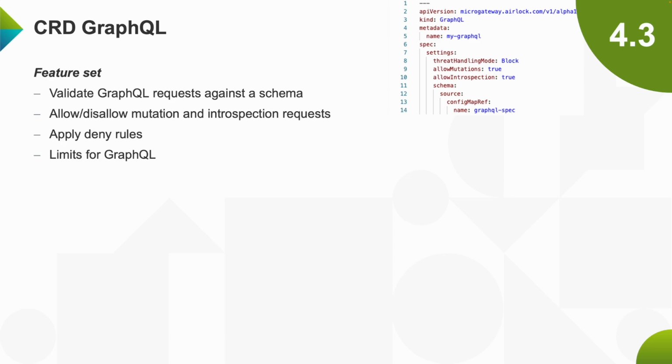With Microgateway, APIs using GraphQL can be secured by validating the requests against a schema, allow or disallow mutation and introspection requests, filter GraphQL requests with the deny rules, apply limits to GraphQL requests. To configure the corresponding settings, we introduced a new CRD GraphQL and extended the existing CRD deny rules.